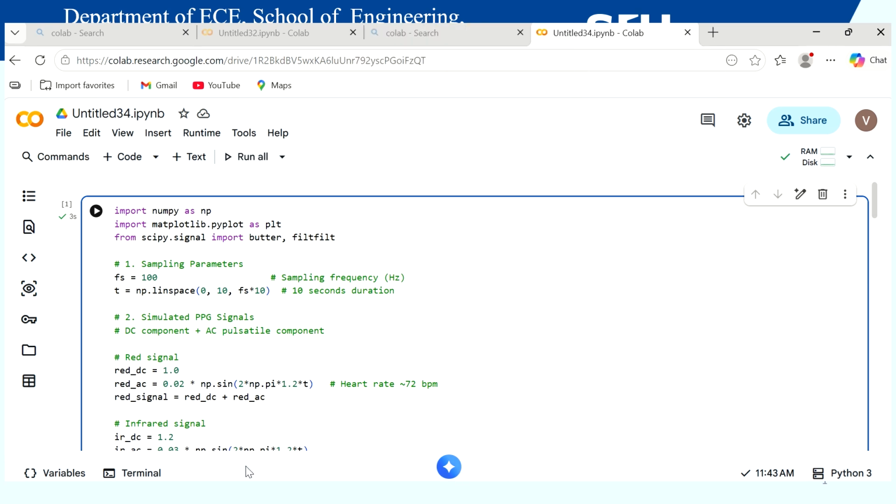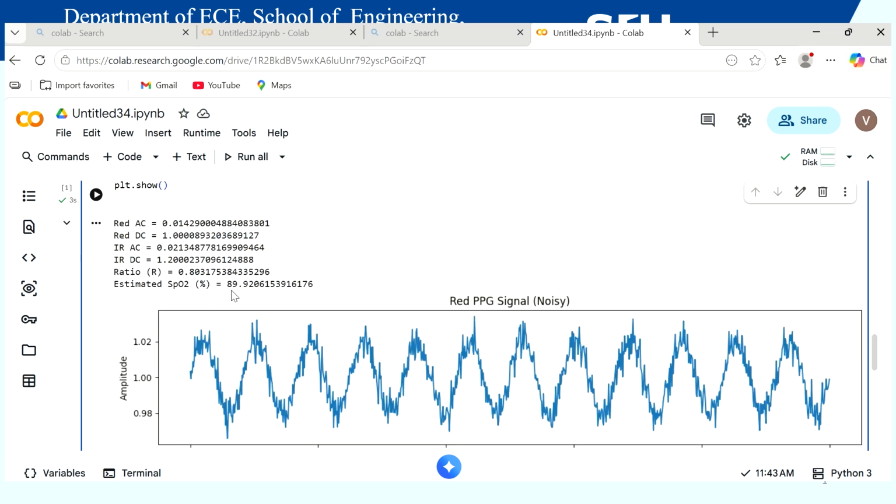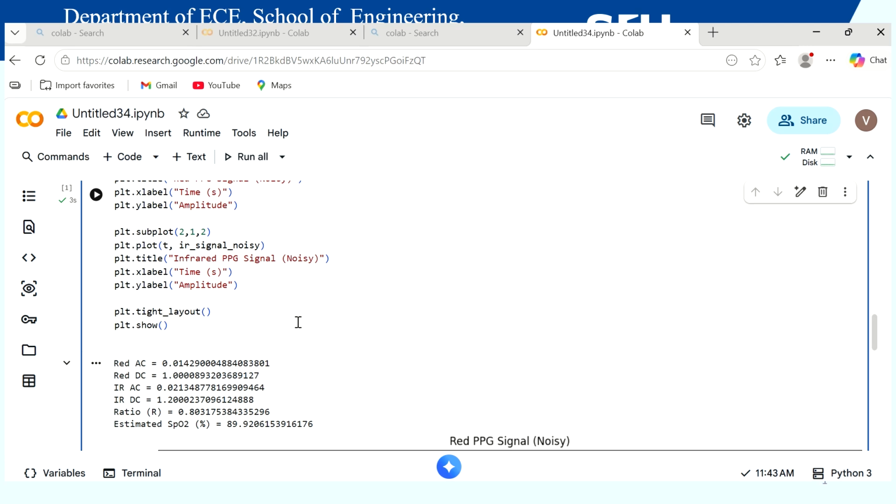So what do we get in the output? We are getting 90%. Actually, the expected value will vary from 95 to 100, but it is not 100% perfect. That is why here we are getting 89, and that is 90% only. Two PPG waveforms, red and IR, were seen in the output.